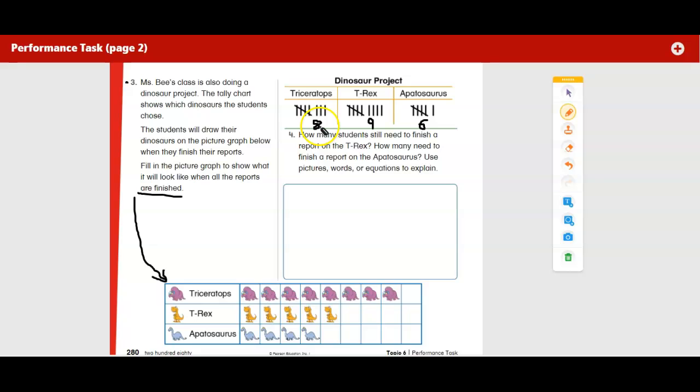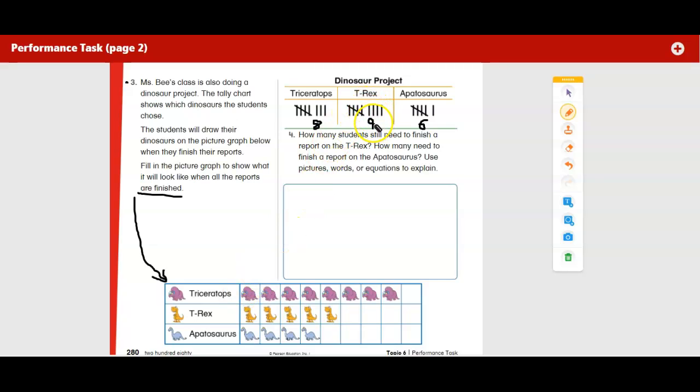Now let's compare our tally chart numbers to our picture graph. We should have 8 Triceratops. 1, 2, 3, 4, 5, 6, 7, 8. This picture graph matches the tally chart for Triceratops, so we will not be adding any.